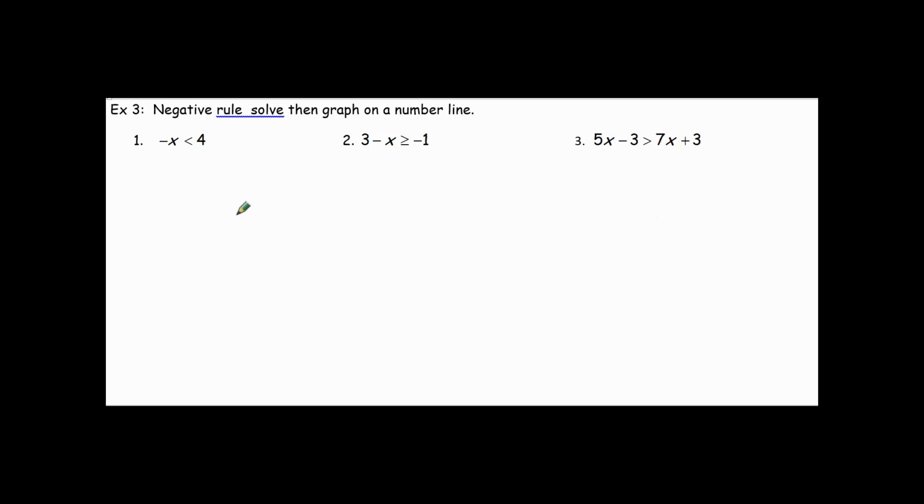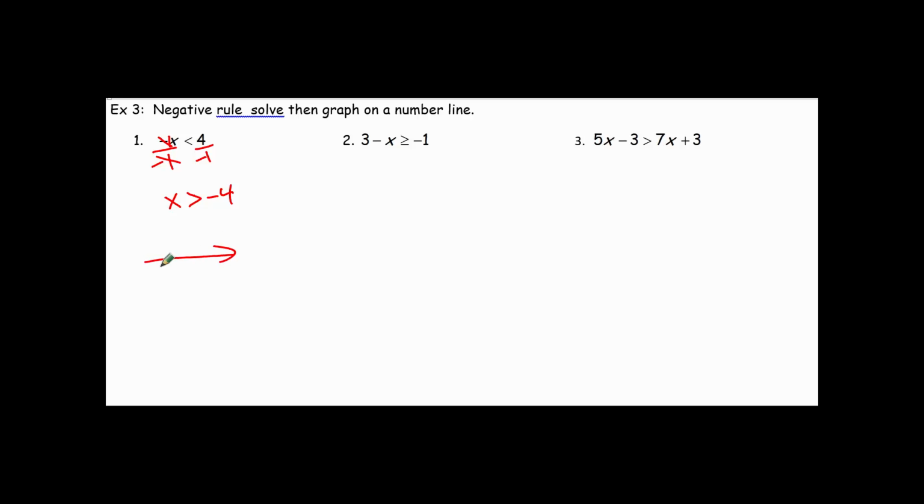Alright, so the negative rule is probably the trickiest one you have to be careful of. So you don't want negative x to be less than 4. To get rid of this negative 1x, you're going to divide by negative 1. Please leave the x alone. I just want it to stay where it is. So negative 1 divided by negative 1 is 1x. But here's the problem. Anytime you divide by a negative number, you have to flip your inequality. So if this is a less than symbol, it becomes a greater than. And when you're dividing by negative numbers, there's only one negative here, so it stays negative.